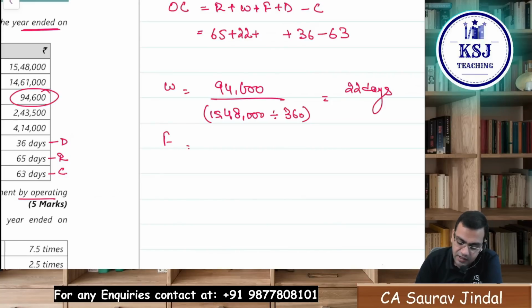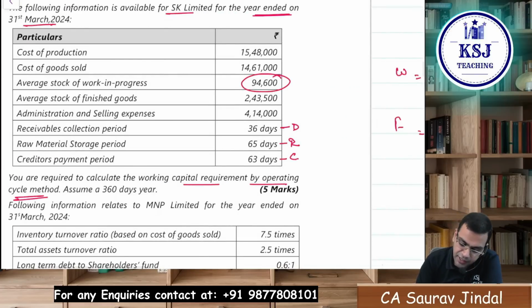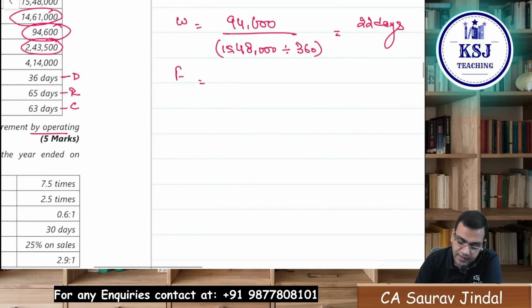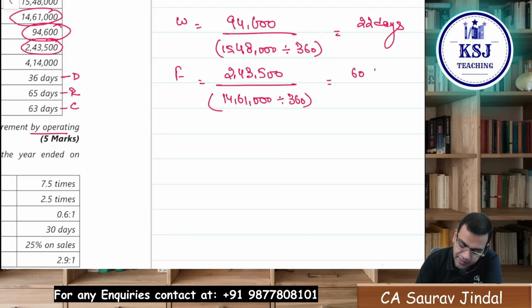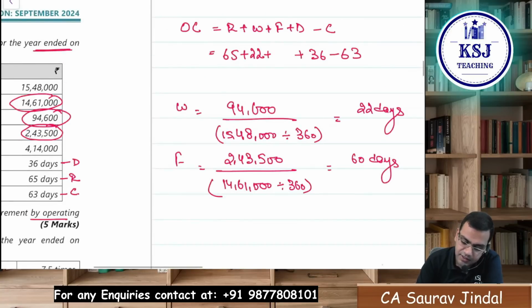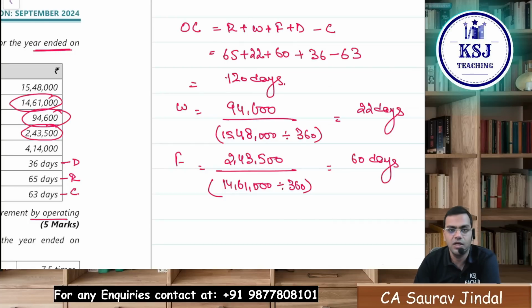Now F, how do we calculate F? F will be the average stock of finished goods divided by cost of goods sold per day. That is 2,43,500 divided by 14,61,000 per day, so divided by 360. That comes to 60 days. Right? 60 days. So what will be your operating cycle here, sir? Operating cycle here will be 120 days. Just check it once, right? Operating cycle here will be 120 days.